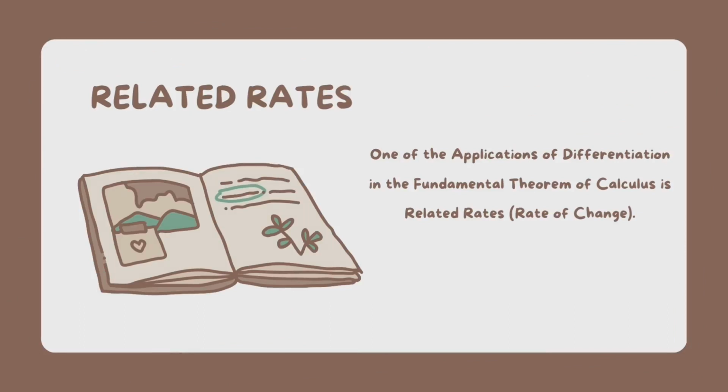In calculus, related rates refer to a method of finding the rate at which one variable is changing with respect to time, given the rate at which other variables are changing. This is often used to solve problems involving the relationship between different variables that change at different rates.